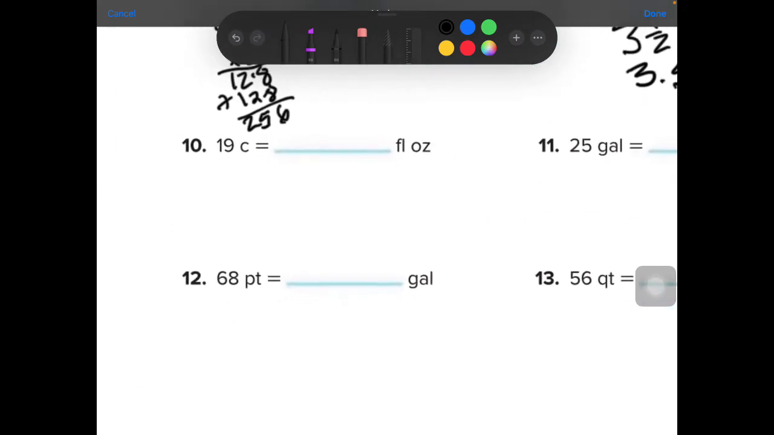Or you could write it like this, 3.5. They'll both be considered correct.